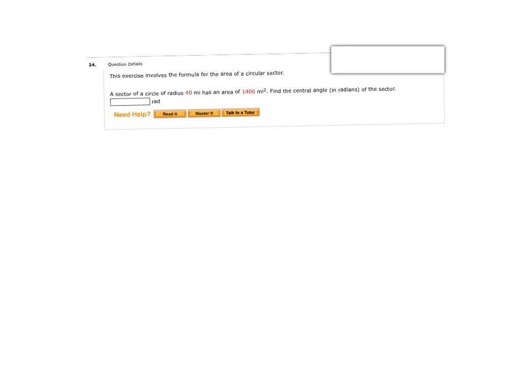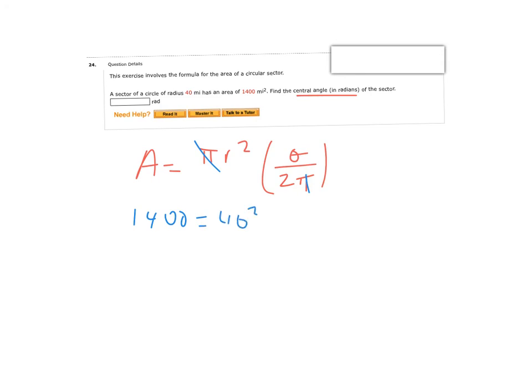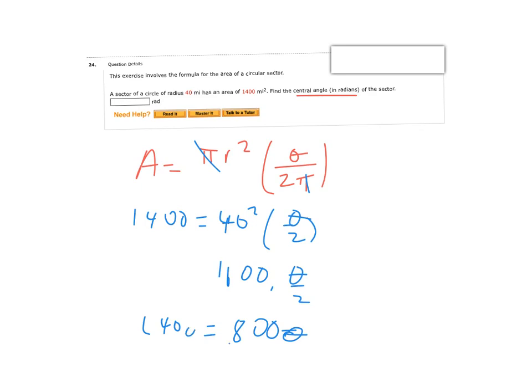All right, next up here, we got an area formula. So area equals pi r squared times theta over 2 pi, since they want this in radians. I'm going to go and cancel out those pi's right now. I'm going to plug in 1400 equals 40 squared times theta over 2. Got to do my PEMDAS here, so this is going to be 1600 times theta over 2, which I'll just call 800 theta, equals 1400. Divide by 800, not 8,000. And 14/8 would reduce to 7/4 equals theta.